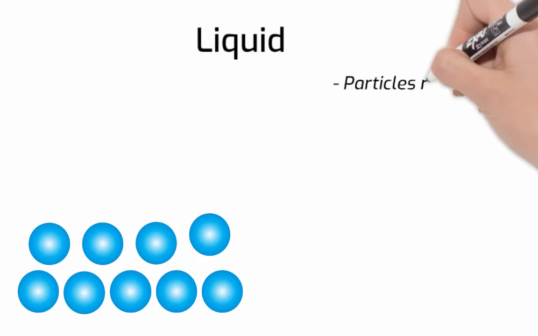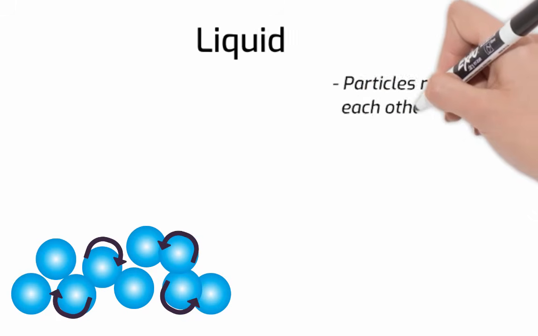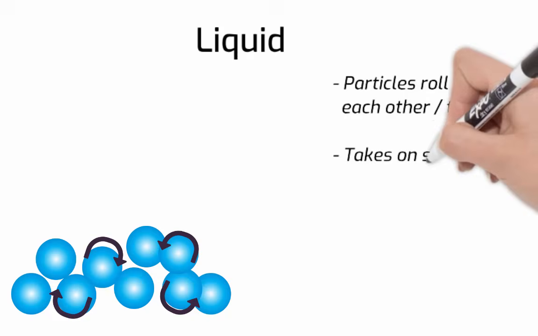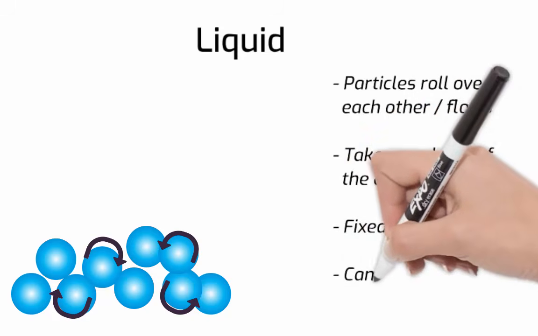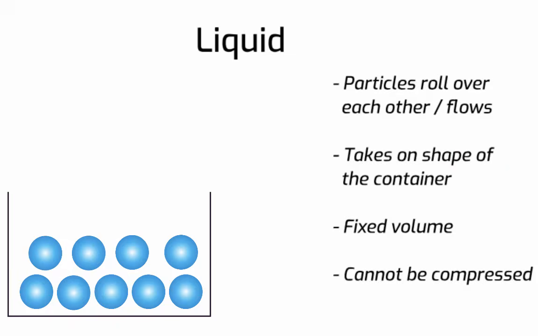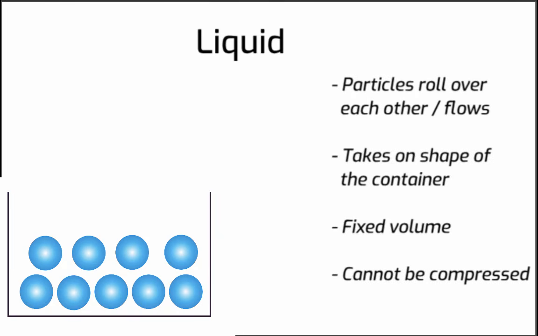In a liquid, the particles aren't fixed and they roll over and around each other. When we draw diagrams of liquid particles, we usually add arrows to show that the particles roll over and around each other. Liquids also don't have a fixed shape. Rather, they take on the shape of their container.